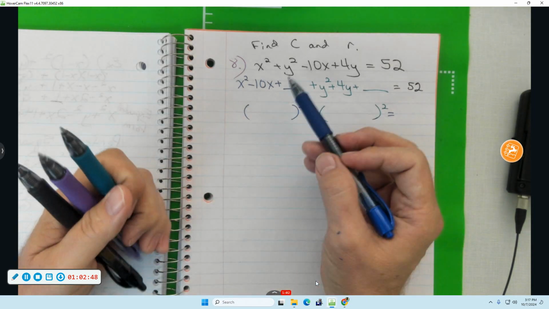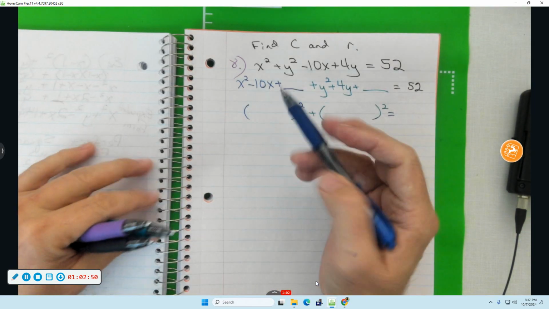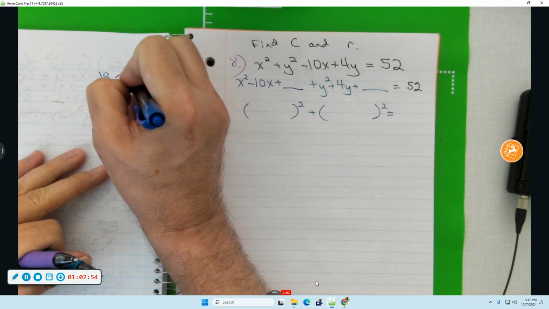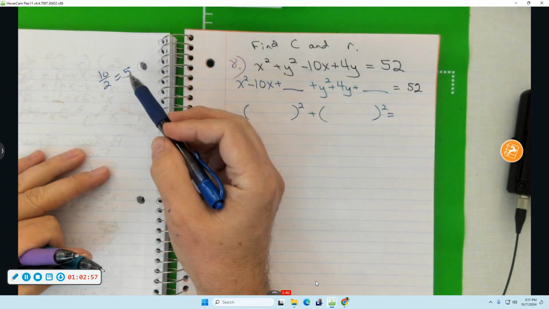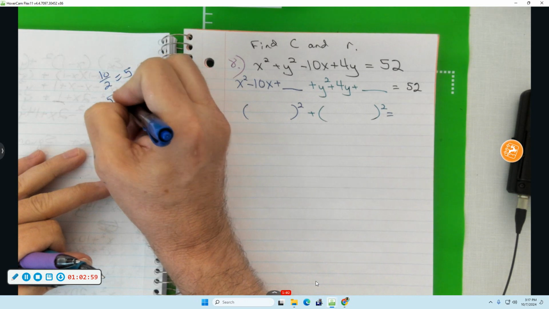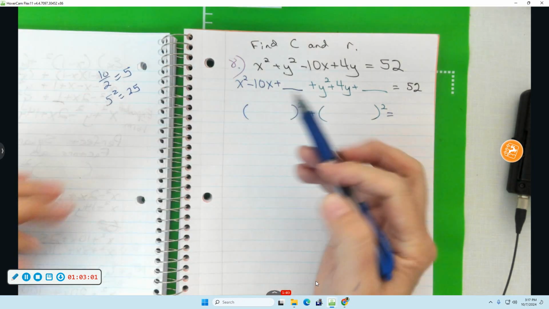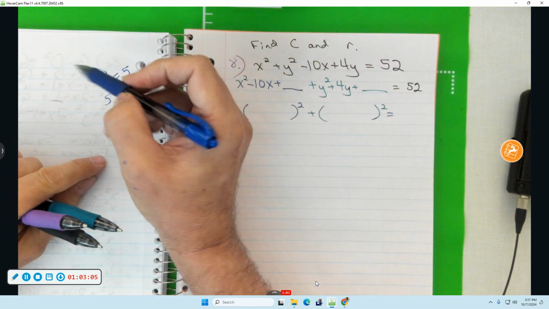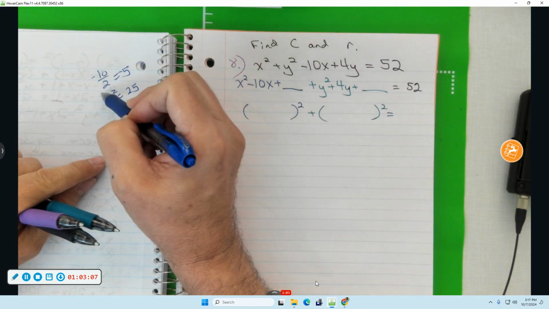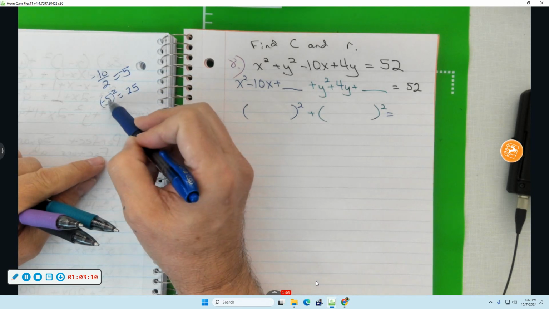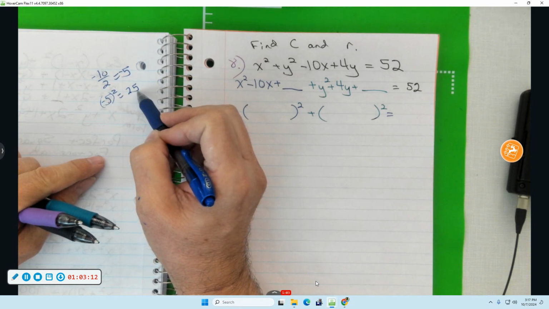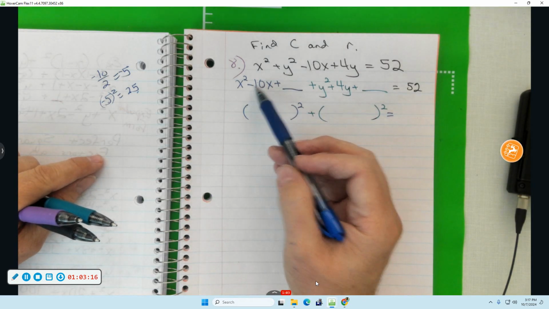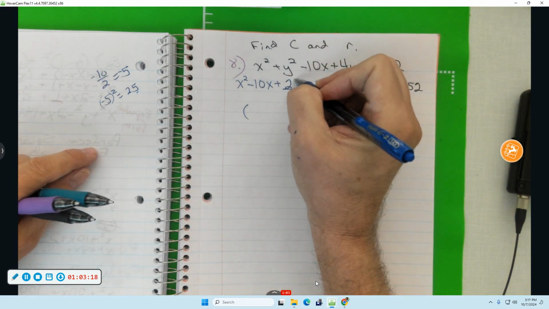So we take half of 10. Here's my scratch work. 10 divided by 2 is 5. You then square 5. 5 times 5 is 25. And notice I don't worry about that sign, because if you said, oh, that's a negative, when you square negative 5, negative times negative, you're still going to get a positive number. So that little minus sign there doesn't really matter. It's just a plus 25.